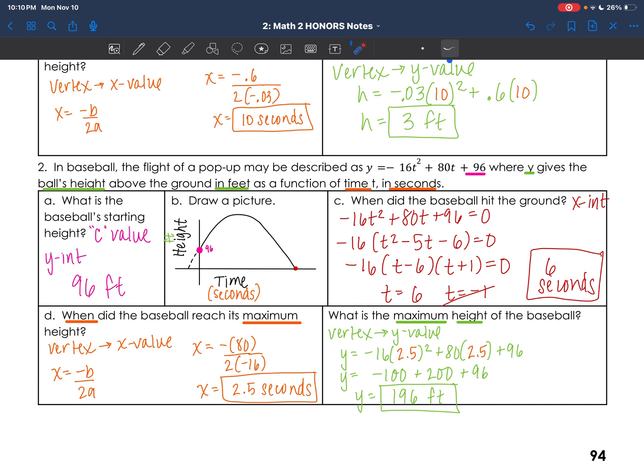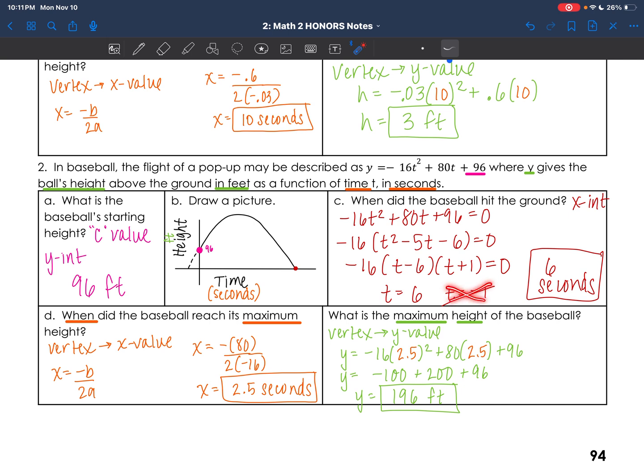All right, and now I drew it here. If you notice, I didn't start 96 here because 96 should be up here. This is 0. So we're starting here, and then the pop-up fly goes and it goes down like that. Then it says, when did the baseball hit the ground? It's your x-intercept, which would be this point. So again, you're going to set your equation equal to 0. I factored out a negative 16, then factored those out, and set those equal to 0. So I got t equals 6 and t equals negative 1.